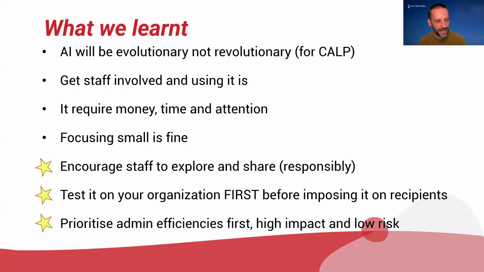I think primarily test it on your organization first before imposing it on recipients as well. If you are using AI to make decisions on targeting, but yet you're still raising supplies requests using pieces of paper, you've screwed it up. You've gone way wrong as well. Sort yourself out internally first as well.